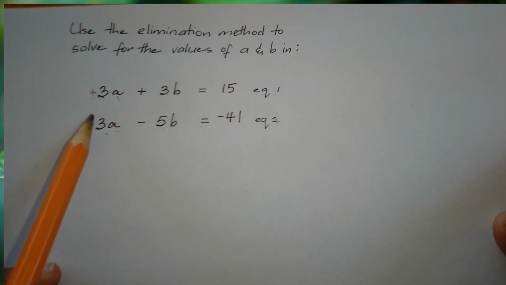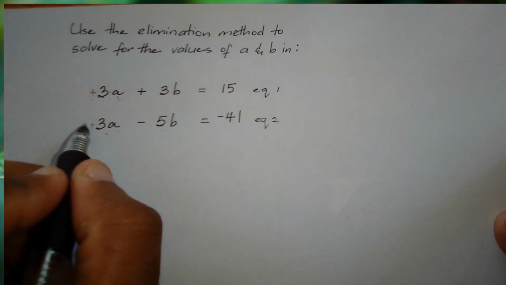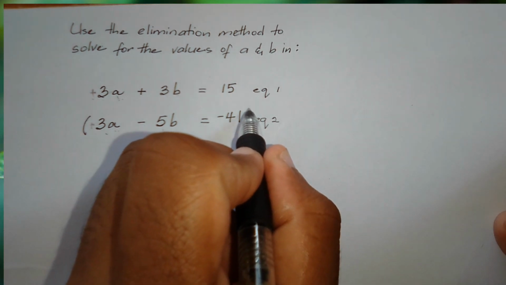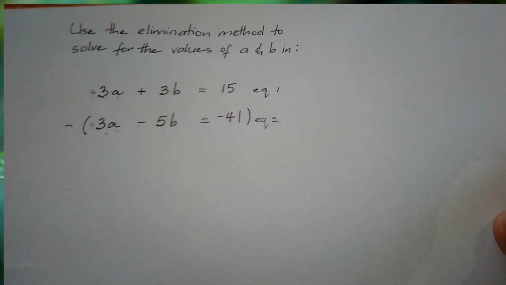Notice that this is a positive and this is a positive. You can't eliminate positive 3 with a positive 3. That will only give you 6. So that is the whole reason why when the signs are the same, you have to subtract. And this is what I'm going to do. I like doing this. It's fun. You're going to have to subtract the entire equation, equation 2 from equation 1.